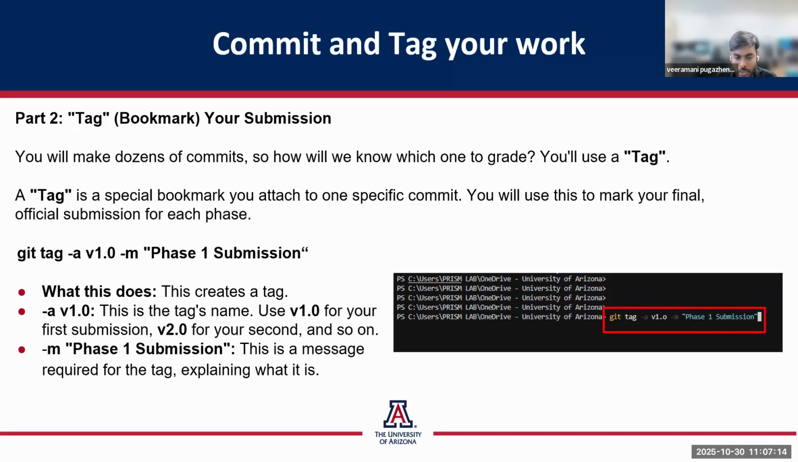So when you finish your design phase 1, 2, or 3, you can create a tag with git tag, hyphen a, and the version, and again you can give a message for the tag, like phase 1 submission. So after that you can tag those commits.